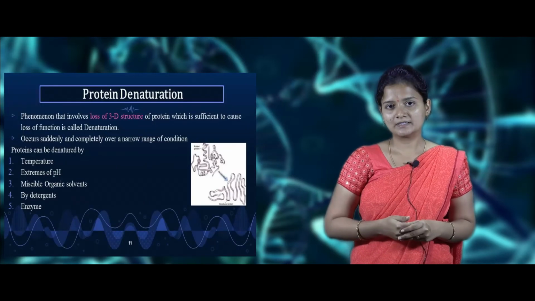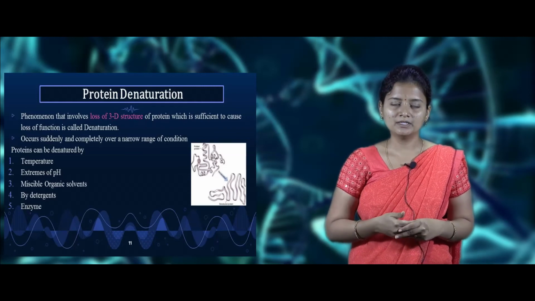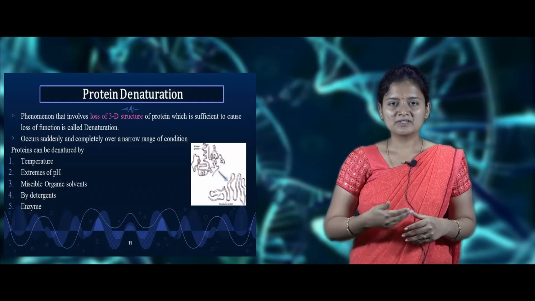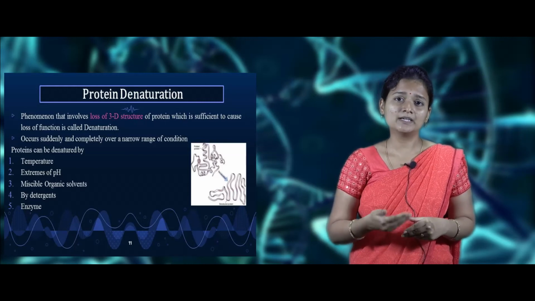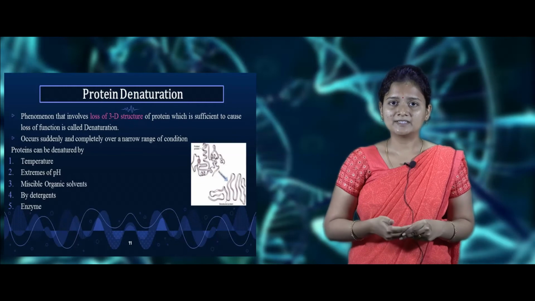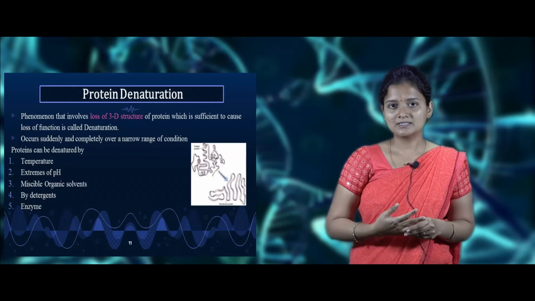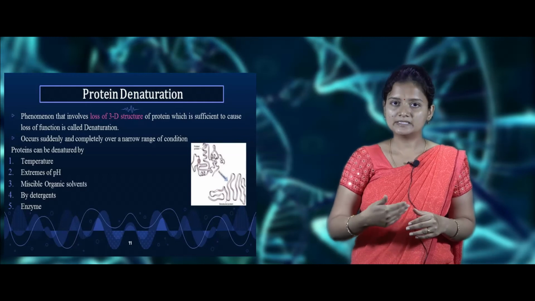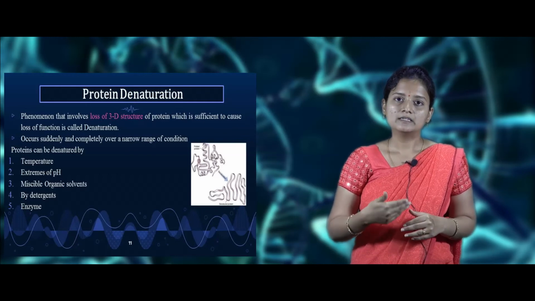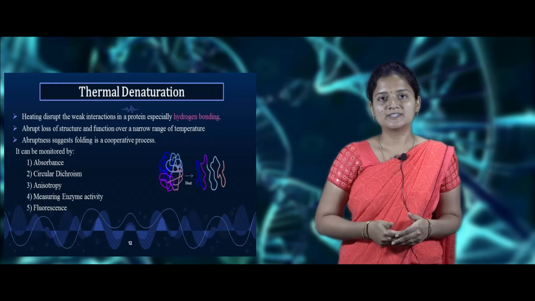As we discussed earlier, protein denaturation is the loss of the 3D structure of the protein, which leads to malfunctioning of the protein. How can protein denaturation occur, or what are the causes by which a protein can be denatured? There are 5 major causes. One is temperature, another is pH, another is enzyme, another is organic solvent, and another is detergent. By using these components and variables, we can disrupt a particular protein. Now we are going to see various protein denaturation methods.